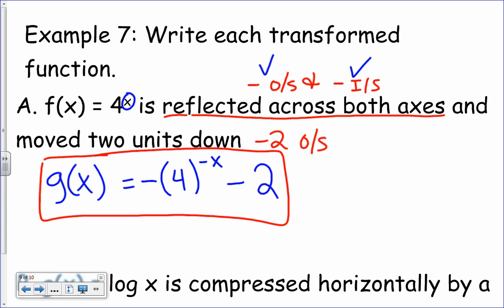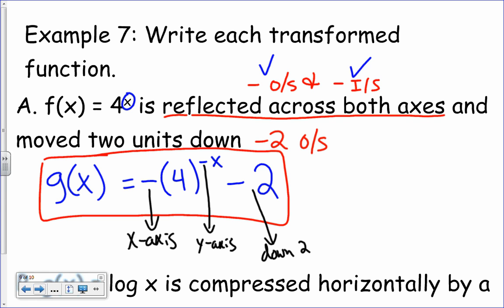I should have a reflection over both axes. That negative right there is an x-axis reflection. The negative here is a y-axis reflection. So that's a reflection over both axes. The minus 2 at the end is going down 2 units. So I got all 3 of the items that they asked me for.